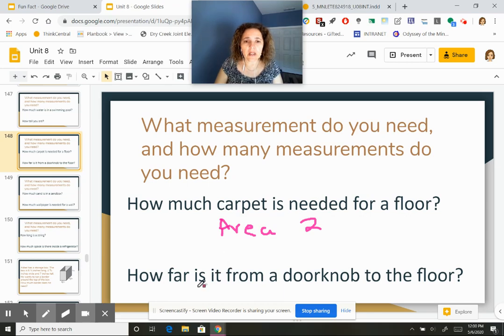Okay. How far it is from the doorknob to the floor. So from the doorknob to the floor, how many measurements do you need? If you said 1, you are correct. What measurement would you use? You would use length. If you said length, you are correct. All right.